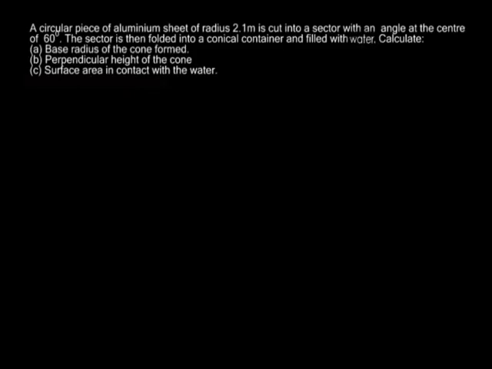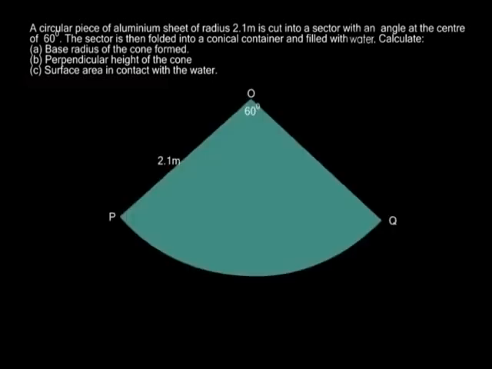Let's take an example. A circular piece of aluminum sheet of radius 2.1 meters is cut into a sector with an angle at the center of 60 degrees. The sector is then folded into a conical container and filled with water. Calculate A, the base radius of the cone formed, B, the perpendicular height of the cone, C, the surface area in contact with water. In our solution, this is the sector we are told about.